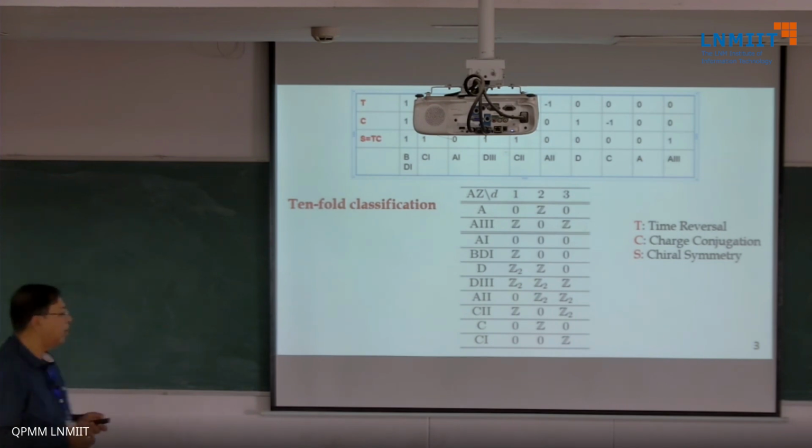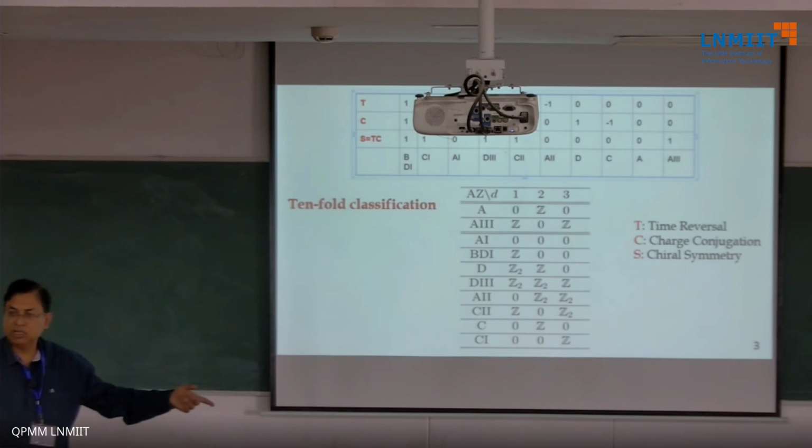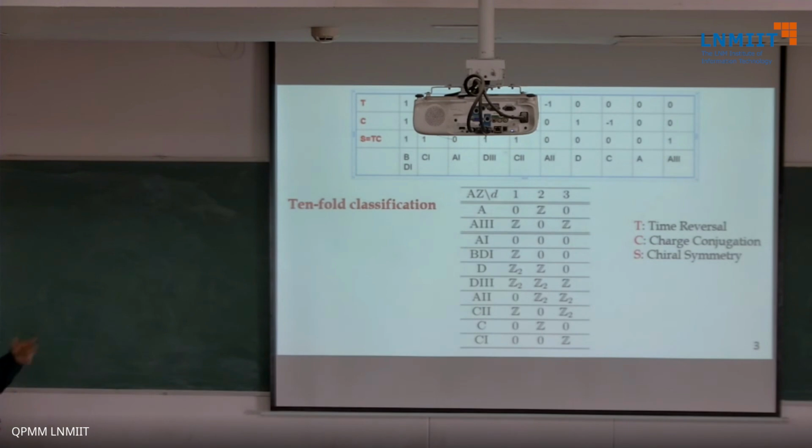Okay, so these are some of the things, and it's only Z and Z2, and these are the classifications. So if you know by looking at a Hamiltonian which symmetries it has, you can put it in one of these different classes. And once you know which class and which dimension you're talking about, you know what the topological invariant is, and you go back and calculate the Berry curvature integrated over the Brillouin zone, and that will give you the invariant.